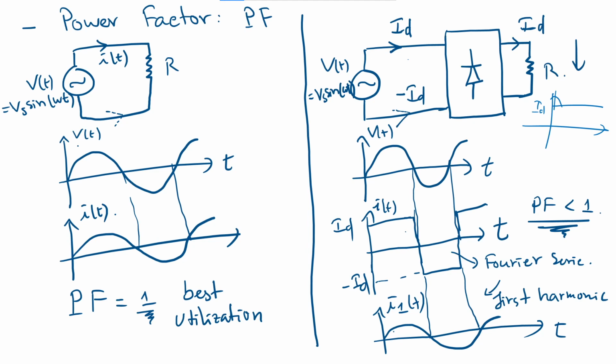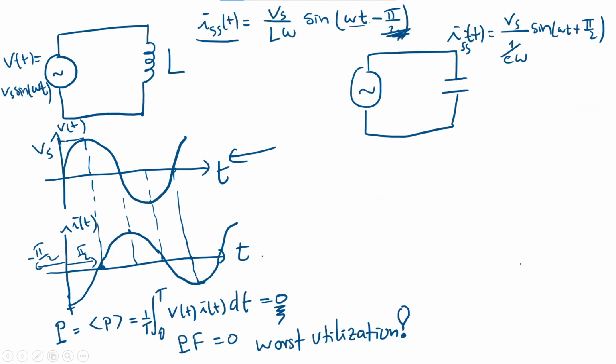And again, if you use Fourier series expansion of this, you get a first harmonic like this, and this one contributes to power factor. How about this one? You do it with an inductor. The phase shift of the waveform of current from voltage is pi over 2. So in this case, power factor is 0 for utilization.